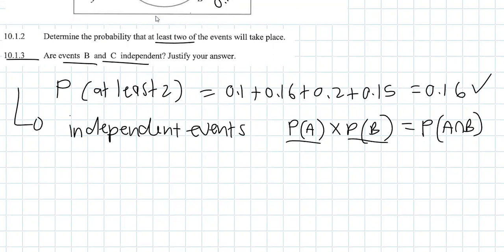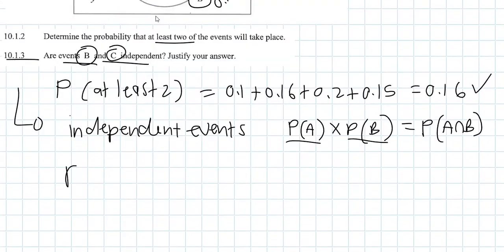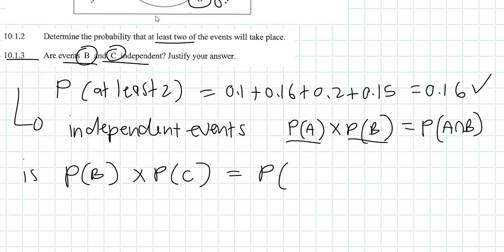So let's first, which ones are they looking at? Looking at B and C. So let's rewrite that. We want the probability of B times the probability of C equal to the probability of B and C. Is it equal?